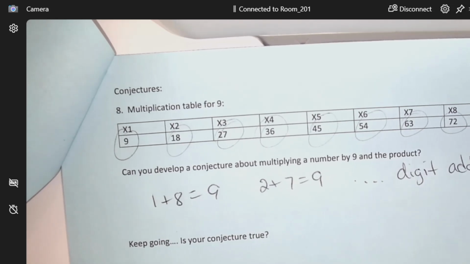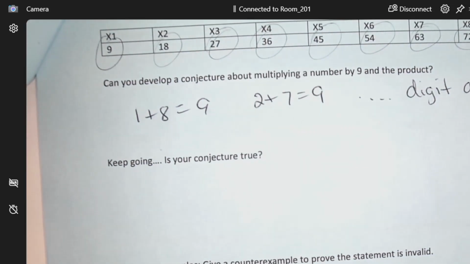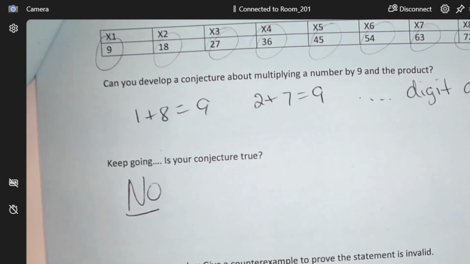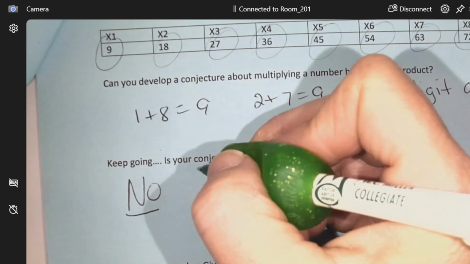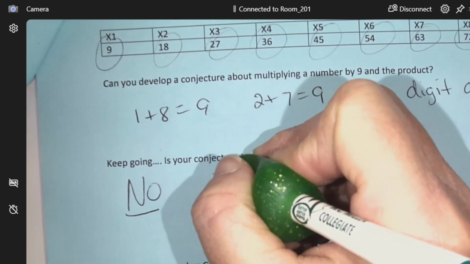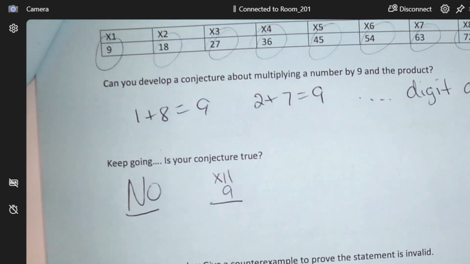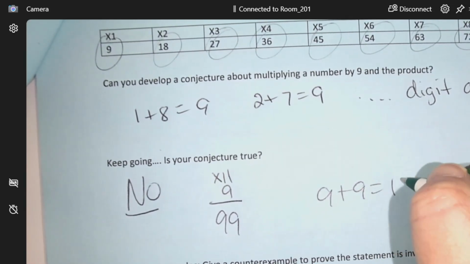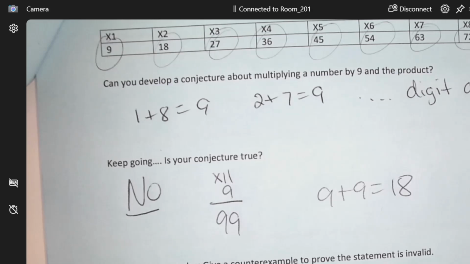What do you think about my prediction? Is it always going to be true? No. My pattern isn't going to always be true because, give me an example that's not going to happen then. If you kept going here, what are you going to get to? What's 11 times 9? 99. Do its digits add to 9? No.